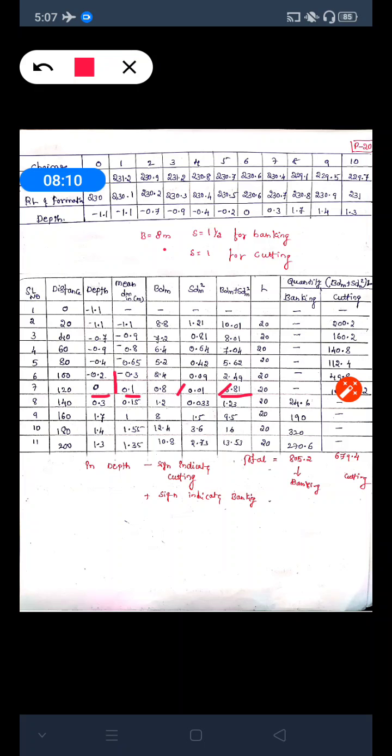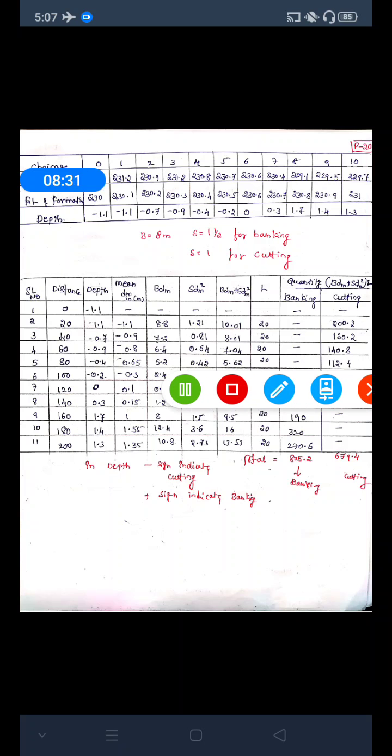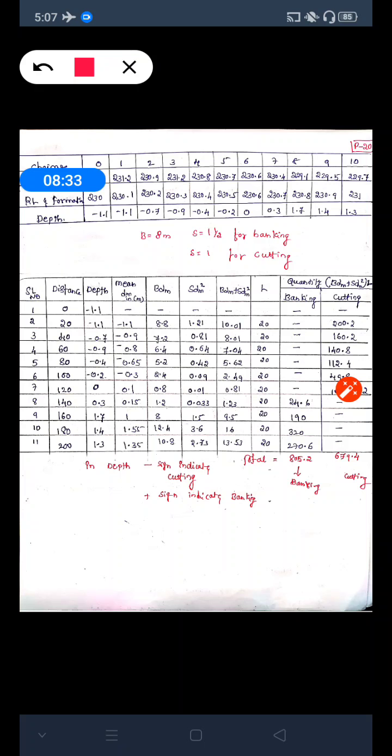So it means here at station 6, it will be passing from cutting to banking. Up to station 6 it will be cutting only, after that it will be banking. Then when we move on to station number 7, what we got is 0.3. Then mean depth equals 0 plus 0.3, I got 0.15. That is a positive value.